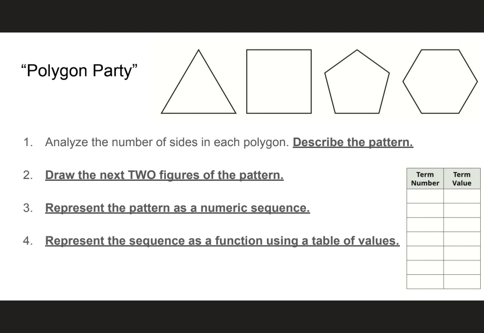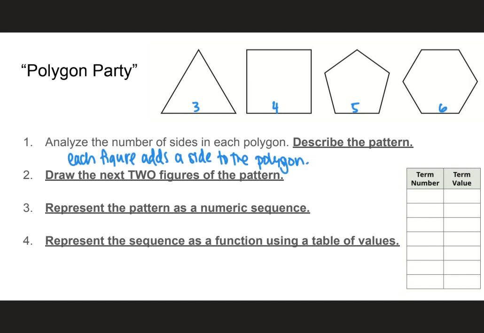All right, so now we have polygon party. It says analyze the number of sides in each polygon. So in this first polygon, there's 3 sides, then there's 4, then there's 5, then there's a 6-sided. So describing the pattern, each figure adds a side to the polygon.